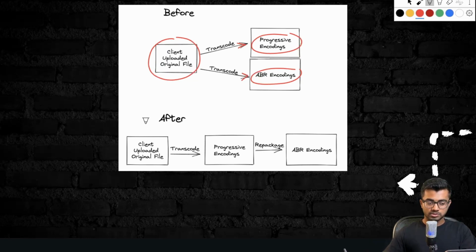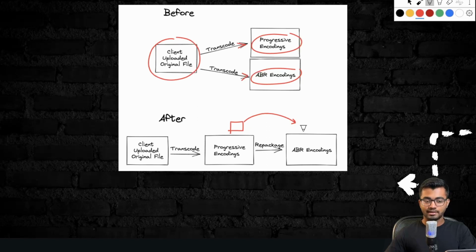So what was the optimization? They could figure out that these are very similar. So they thought that, okay, taking one frame of the progressive encoding, they can repackage it to a format which is supported through the ABR encoding, which was a huge revelation. They saved a ton of compute by just doing this.